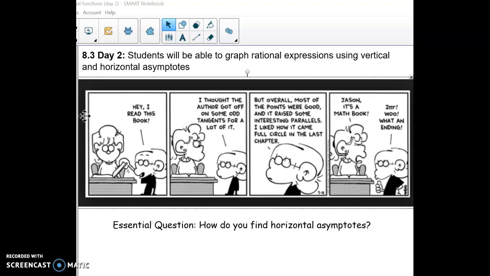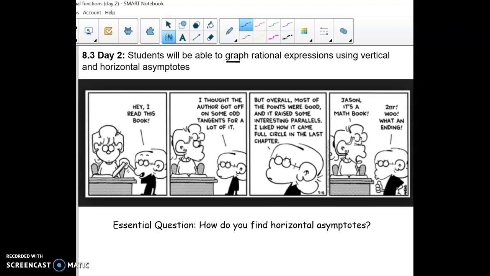Alright, hello. This video we're going to be going over 8.3 day 2. This section 8.3 is about being able to graph rational expressions. That's the goal, and we want to sketch these asymptotes, the horizontal and vertical. So remember, asymptotes are just like lines that the graph approaches but never reaches. So oftentimes I draw them with dashed lines.